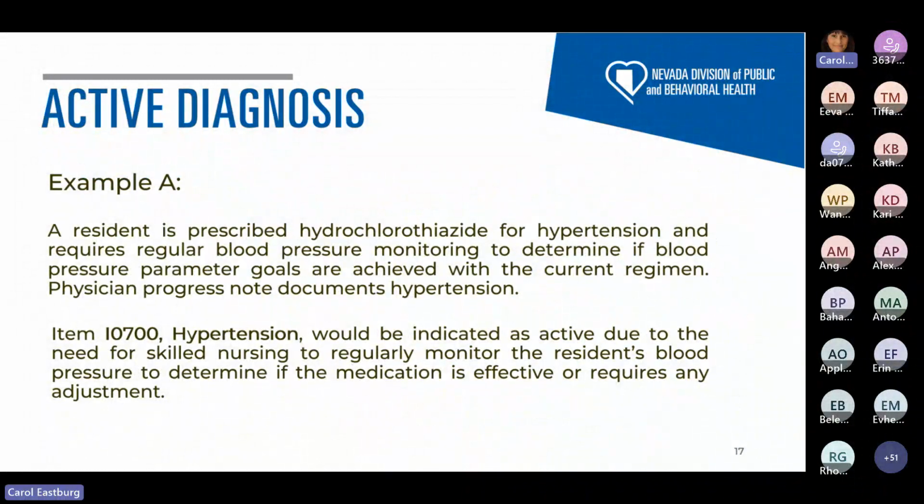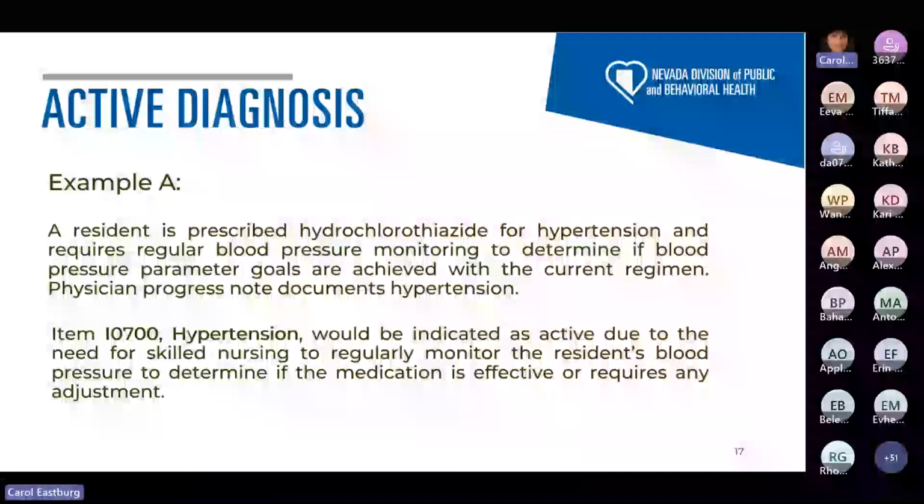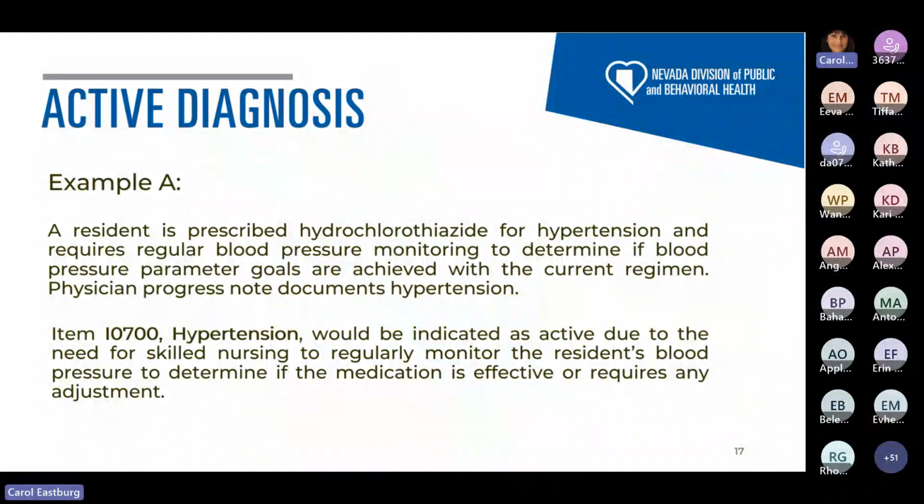Let's talk about some examples of active diagnoses. In this first example, a resident with high blood pressure is prescribed HCTZ. There are physician's orders for regular blood pressure monitoring with parameters to notify the physician of. This would be considered an active diagnosis because of the need for ongoing monitoring to ensure treatment efficacy. There might also be a need to adjust the medication dosage, which of course would need to be monitored again to make sure that the new dosage was having the desired effect.